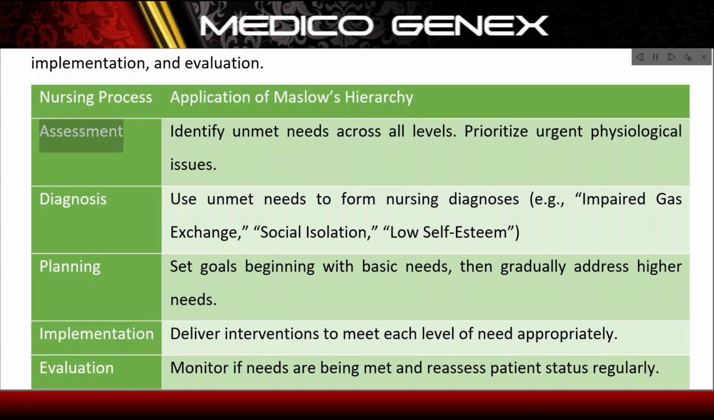Assessment: identify unmet needs across all levels. Prioritize urgent physiological issues. Diagnosis: use unmet needs to form nursing diagnoses, for example impaired gas exchange, social isolation, low self-esteem. Planning: set goals beginning with basic needs, then gradually address higher needs.